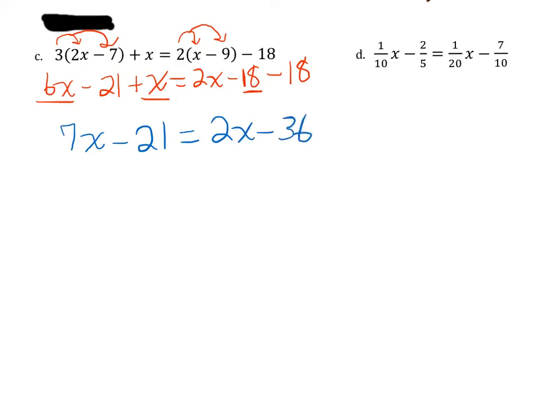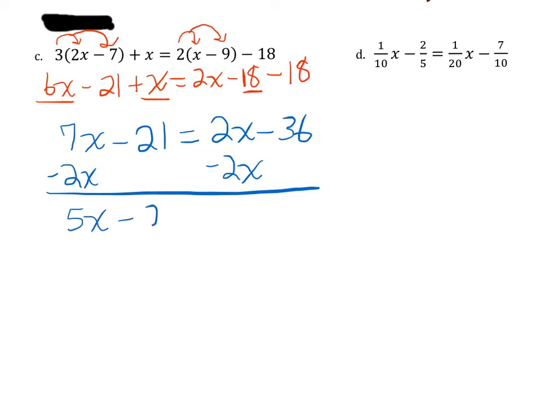And now I have an equation that looks very similar to the last equation that we just did, where I have variable terms and constant terms on both sides of the equation. Well, I'm going to pick my left-hand side for my variable terms to be, so that means I have to get rid of this 2x by subtracting 2x from both sides. And I'll get a 5x minus 21 equals a negative 36 because those 2x's cancel. Of course, I want to add 21 to both sides so that I can get the 5x on one side by itself.